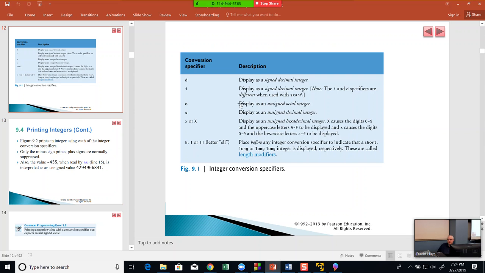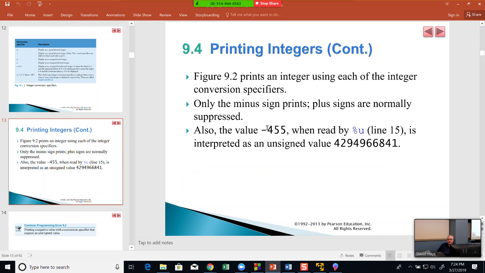%U, what is %U? Unsigned. And if you pass in a negative to an unsigned, it's interpreted as this unsigned value. Kind of radically different, isn't it? So I think they're putting that there just to emphasize you need to be careful, because if it's not supposed to have a sign and you declare it with a sign, then if you use that %U, you'll get wrong results sometimes. If it's a positive 455, I'm guessing it'd print 455. But since it's negative, it screwed it up.